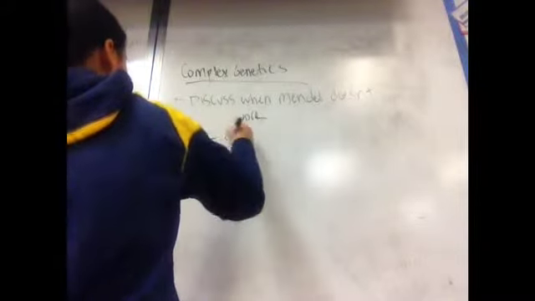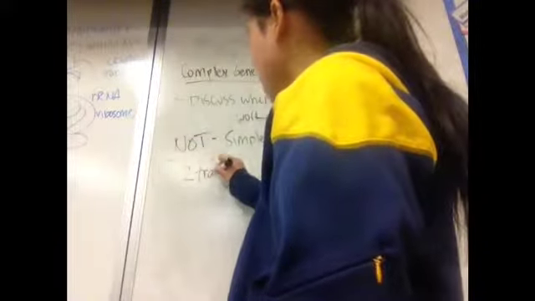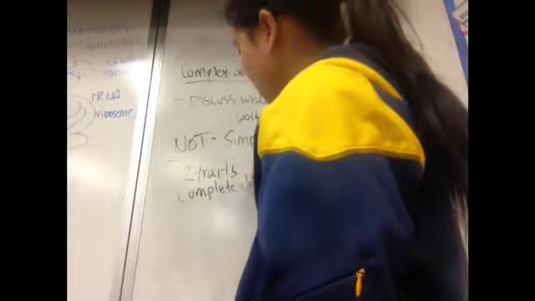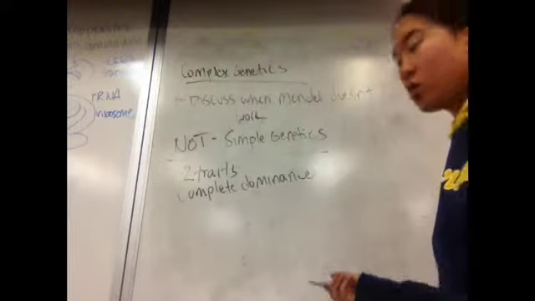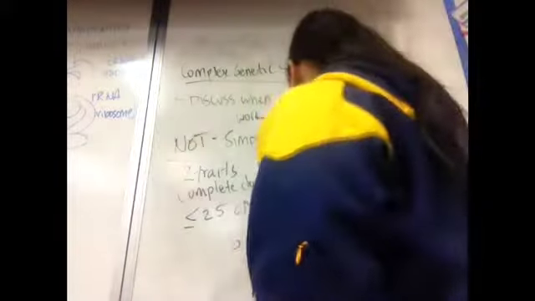So we're looking at some simple genetics. Called simple because they are Punnett square type things. These are things where there's two traits. There's complete dominance. And the idea is that they are greater than 25 centimorgans apart. That's not centimeters, that's centimorgans. It's a distance, for example, in a gene.